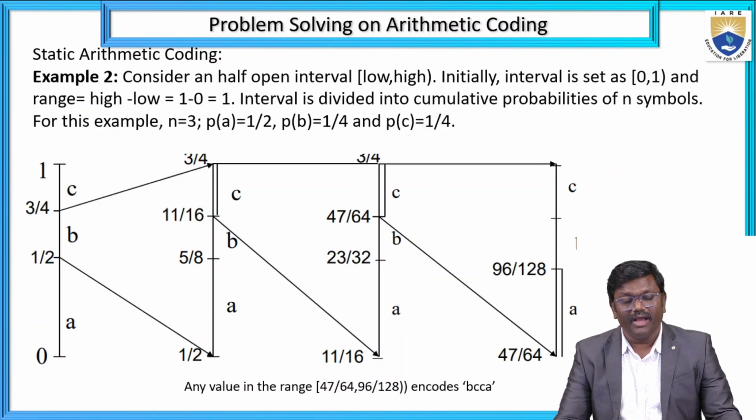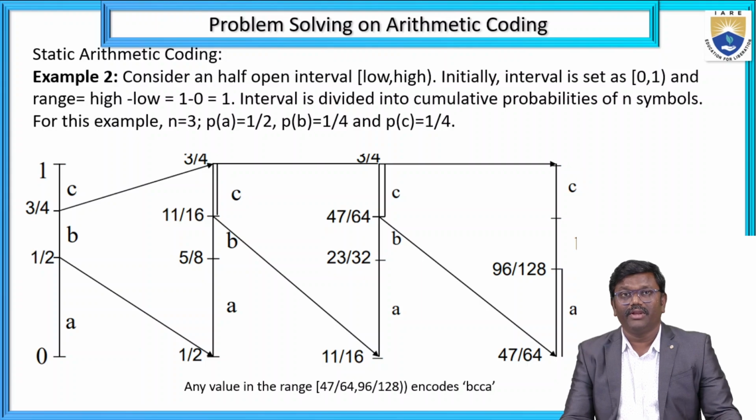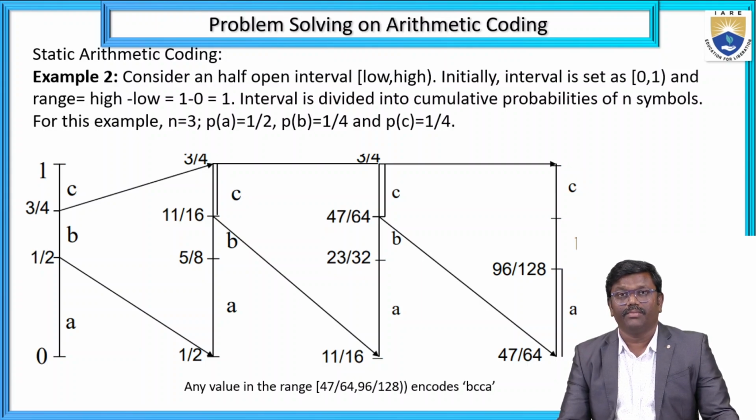Let us consider one simple diagram as example 2 under static arithmetic coding. Let me read example 2 of the problem. Consider a half-open interval, low to high. Initially the interval is set to 0, 1, and the range is high minus low. We consider high as 1 and low as 0, so the value becomes 1.